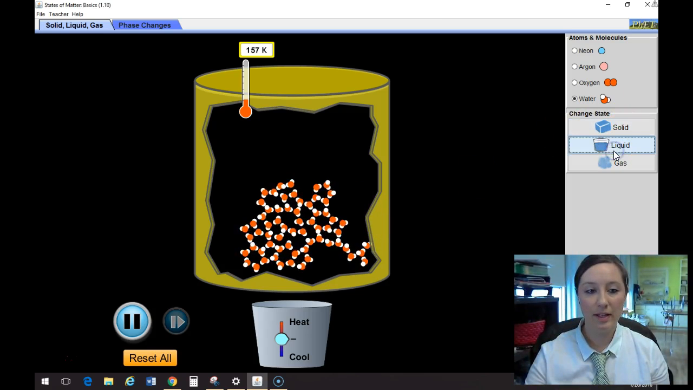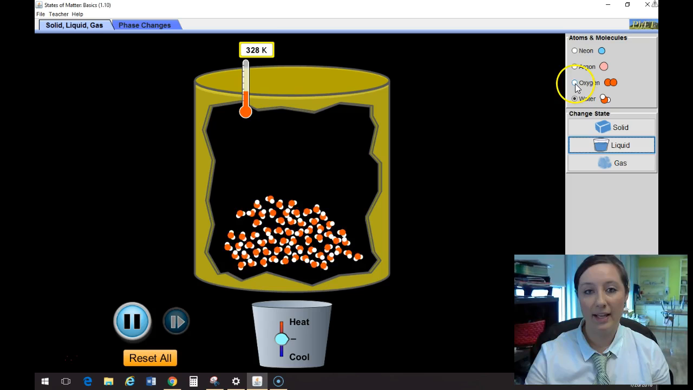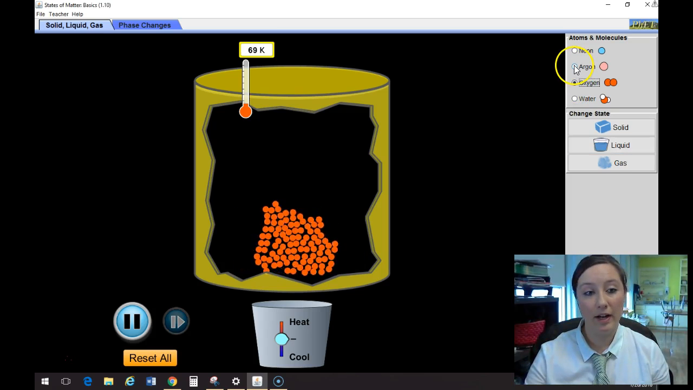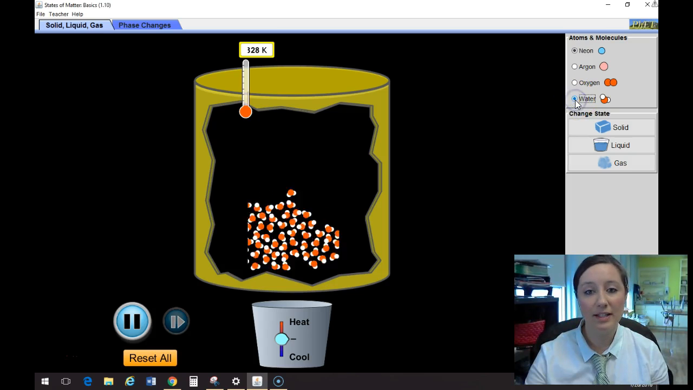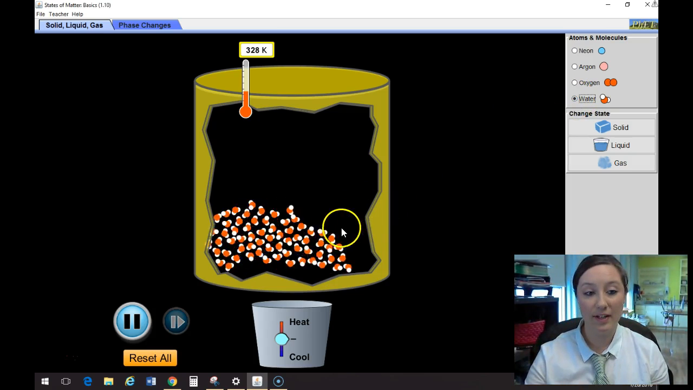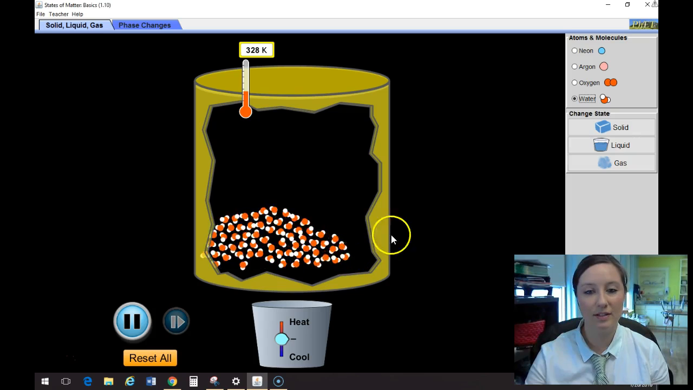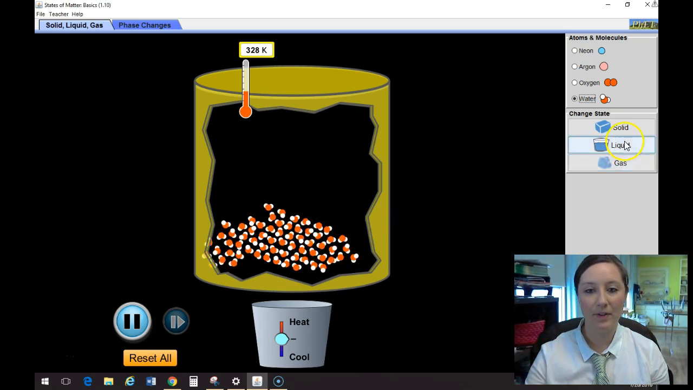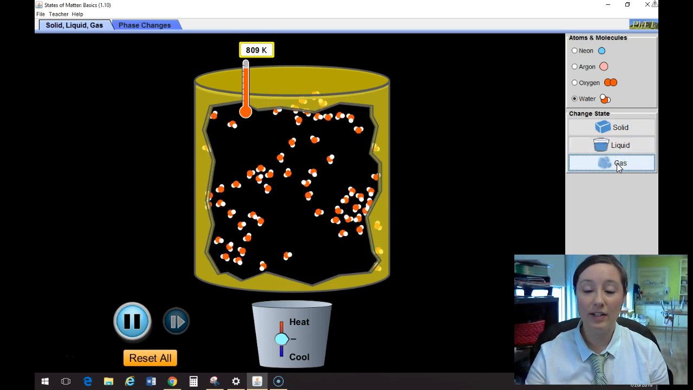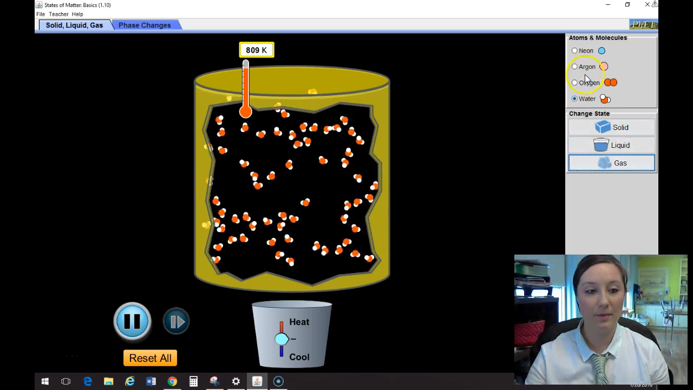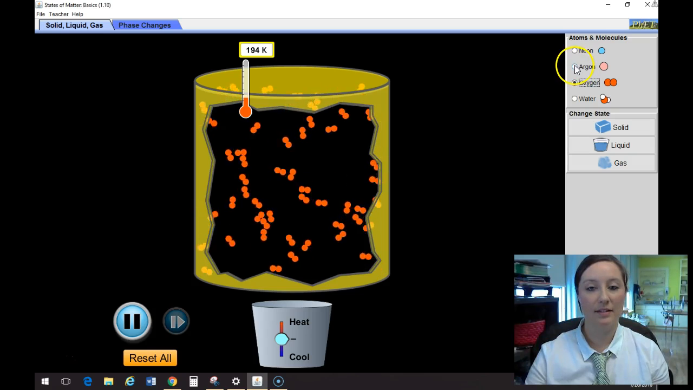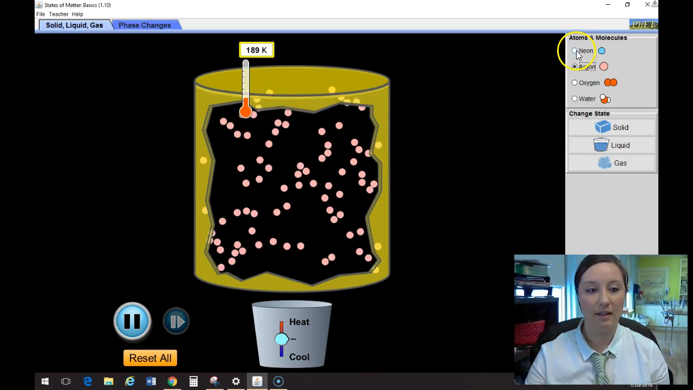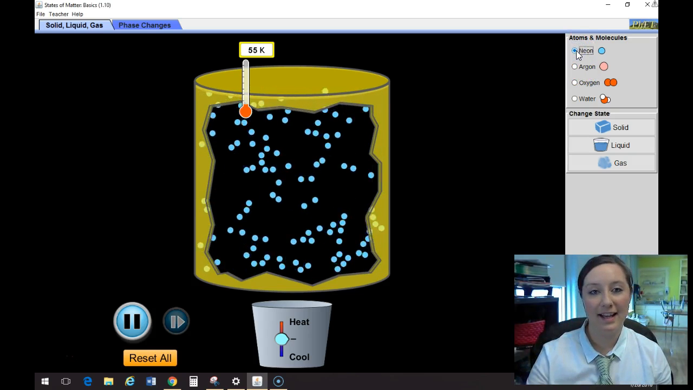And then when it goes to a liquid, it looks just like all the other elements that we are looking at: oxygen, argon, and neon. Now water is a compound, but it still looks very similar. The molecules are just close together. And then for a gas, again, it looks very similar to the other substances that we have in here. So there's water, there's oxygen as a gas, argon as a gas, and neon as a gas.